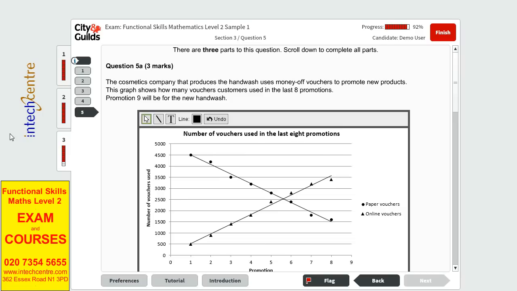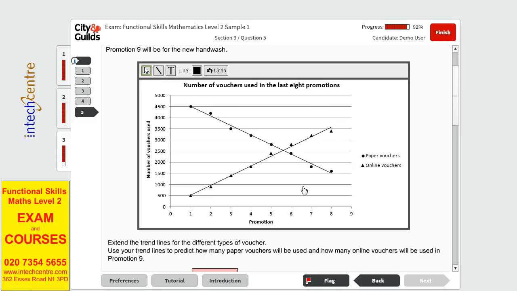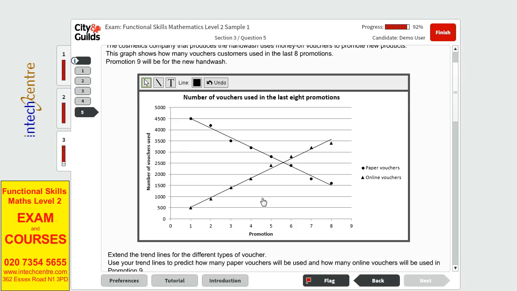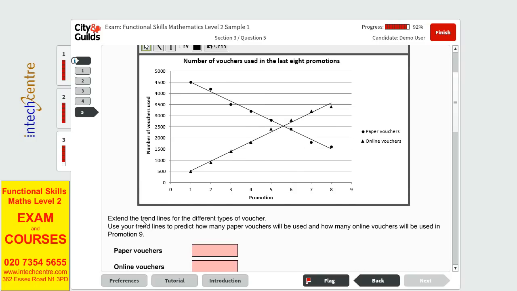The cosmetics company that produced the hand wash uses money-off vouchers to promote new products. This graph shows how many vouchers customers used in the last 8 promotions. Promotion 9 will be for the new hand wash. We have paper vouchers and online vouchers. On the graph, we have the promotions at the bottom and the numbers of vouchers used by the customers. We have to extend the trend lines for the different types of voucher.